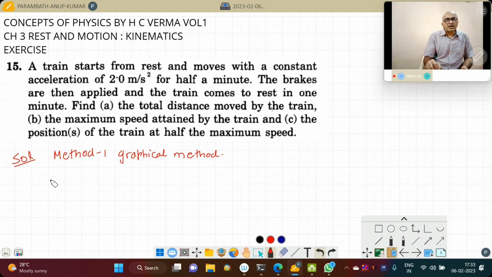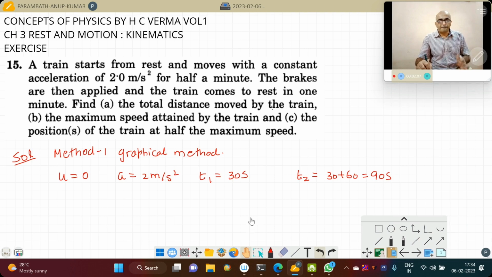Students, the train is given to be starting from rest, so u is equal to 0. It moves with constant acceleration, a equal to 2 meters per second square, for half a minute. Say t1 is equal to half a minute, that is 30 seconds. The brakes are then applied and the train comes to rest in 1 minute. That is, the train comes to rest after the 30 seconds and then 60 seconds. That is 30 plus 60, that is 90 seconds.